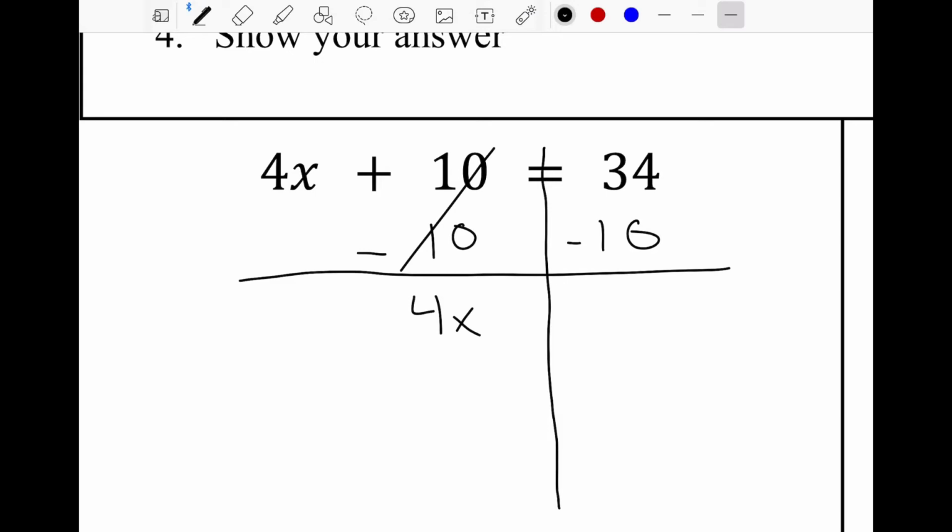And then what we have is 34 minus 10. That's going to give me 24. Signs are opposite, so you subtract and take the sign of the larger. Then from there, we're looking at 4x and 24.